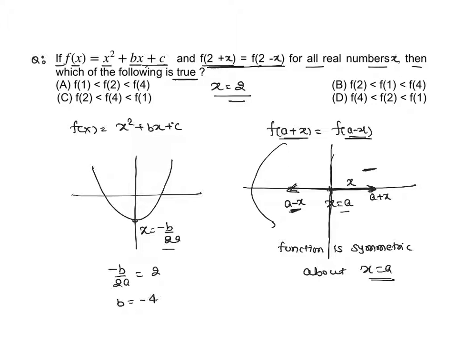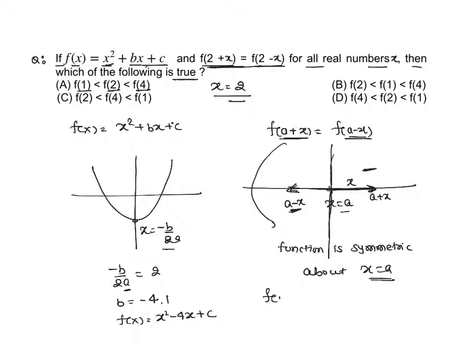So b equals minus 4 times a, and the x square coefficient is 1, so b equals minus 4. So f(x) will be x square minus 4x plus c. Now we have to find out the options: f(1), f(2), f(4).